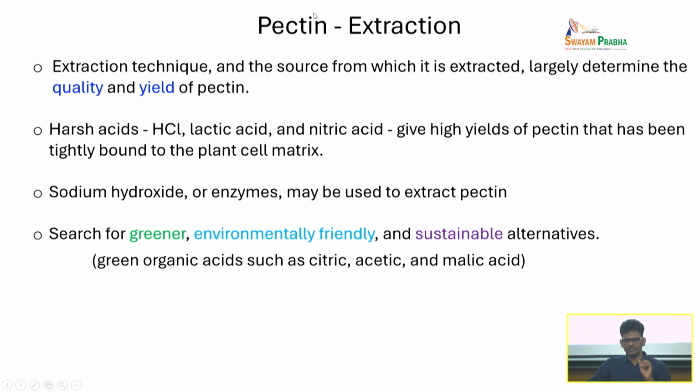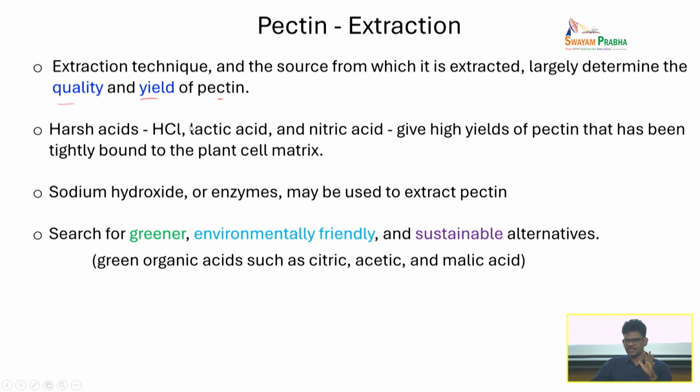Now, if you look at how pectin is extracted, the extraction technique and the source, whether it is apple or citrus, based on the source and based on the extraction, the quality and the yield of pectin can be quite different. By quality, we mean what is the percentage of homogalacturonan and rhamnogalacturonan and others, and yield means for every 1 gram of raw material I have, how much pectin I can extract. Okay, so both of them depend on the source and the extraction technique.